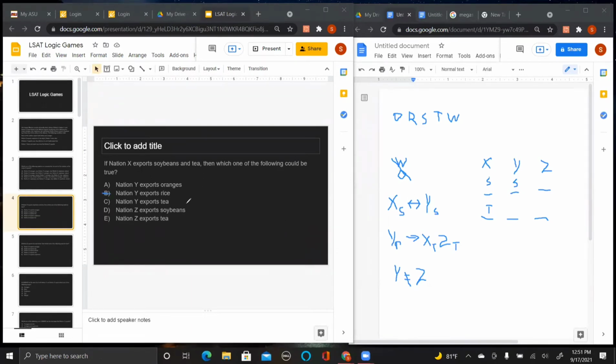Nation Y exports rice, can't have it. Can it export oranges? Yeah, probably, I don't know. Can nation Y export tea? Nope, because then we'd have 2 T's, right? See, if you see something that's plausible but you're not sure, just kind of move on, look at the rest. So that's what I'm doing with A here. It seems plausible, but I'm not quite sure.